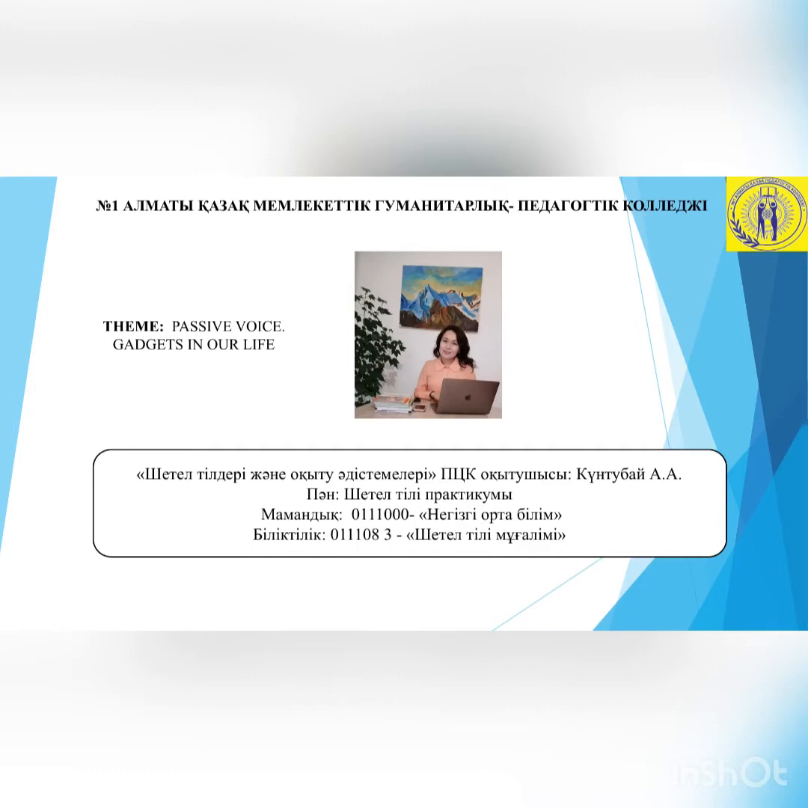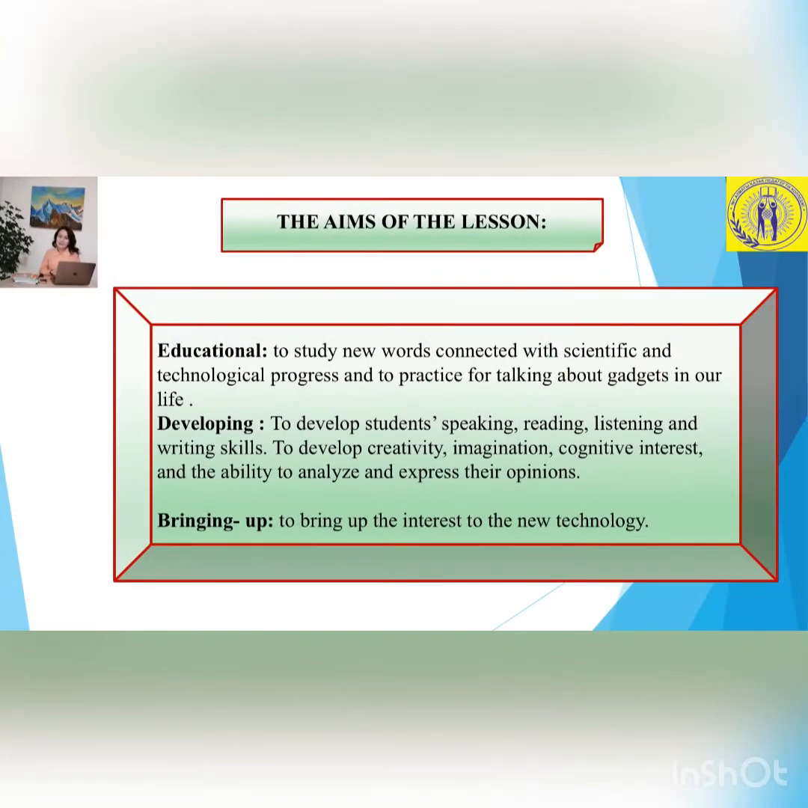I'm an English teacher, and today we are going to talk about passive voice, and also we will discuss gadgets in our life. The aim of the lesson is to study new words connected with scientific and technological progress, and to practice talking about gadgets in our life. To develop students' speaking, reading, listening, and writing skills, to develop creativity, imagination, cognitive interest, and the ability to analyze and express their opinions, to bring up the interest in new technology.